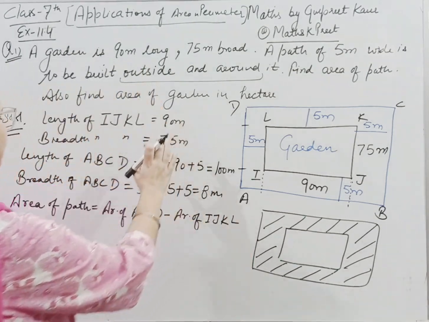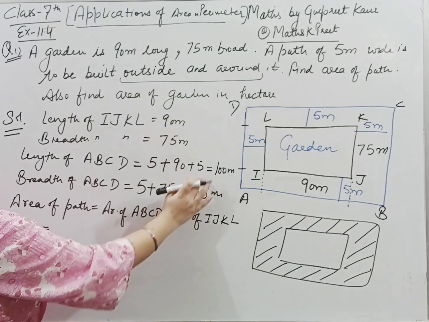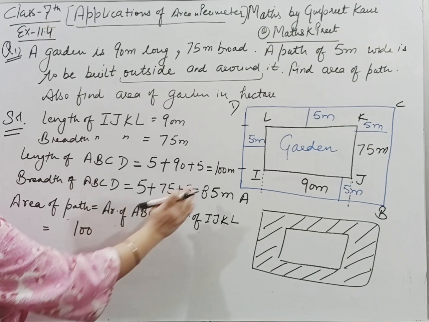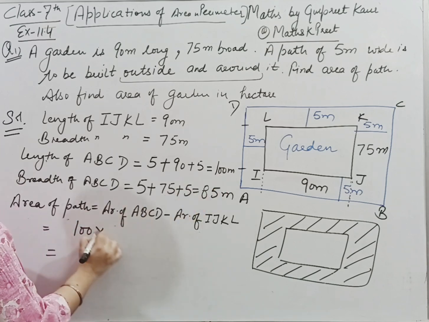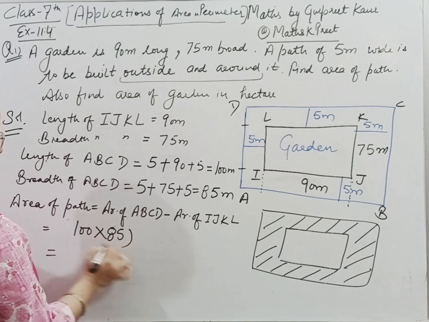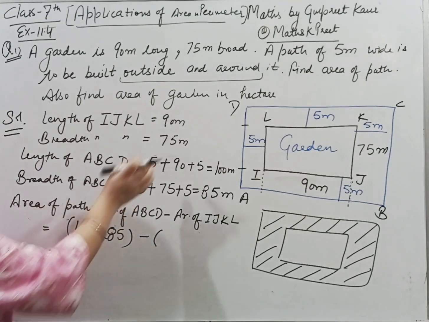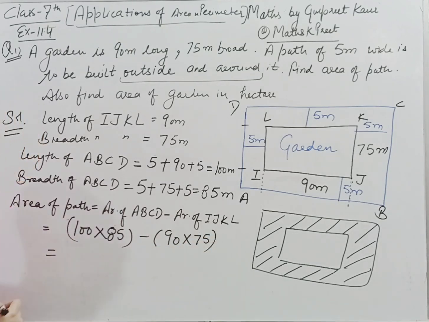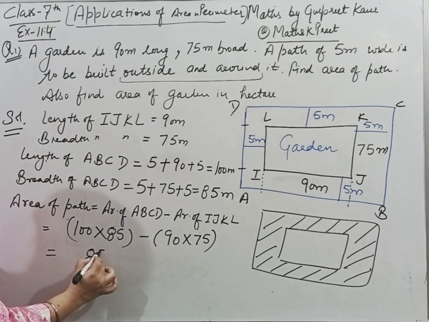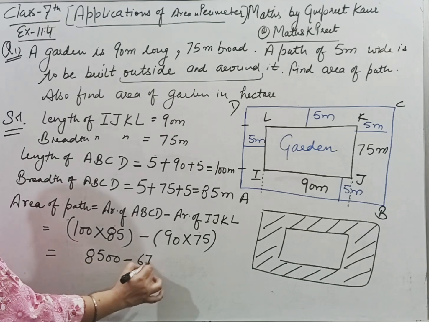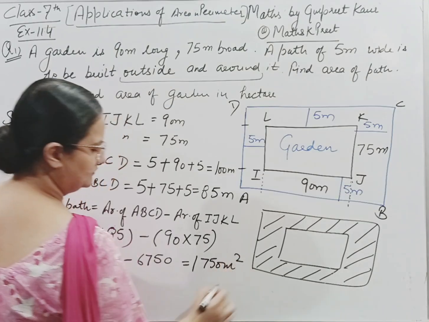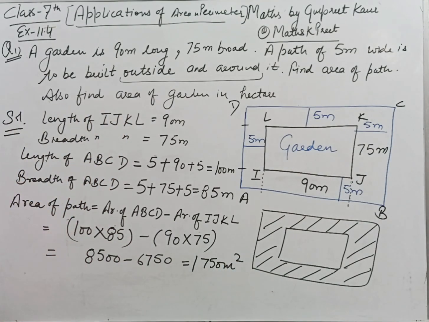So this is the length for ABCD. This is ABCD, length into breadth. I'll just put the values here. So this is 100 for ABCD. Length is 100 and breadth is 85. And here area of IJKL, 90 is length and 75 is breadth, 90 into 75. So what am I getting? On multiplying, I am getting 8500 minus 6750. After subtracting, you will get 1750 meters square. This is the area of path.